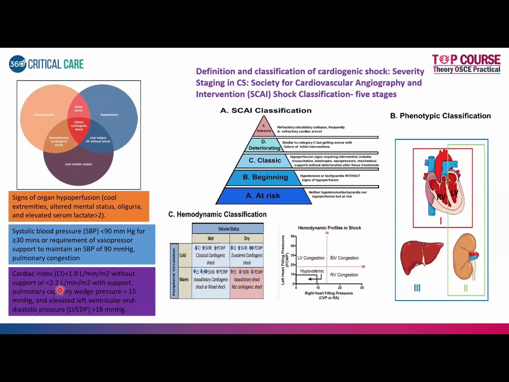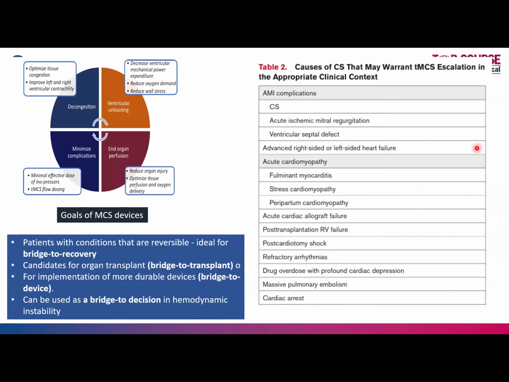minute with support. Then it is divided into three classifications, the first being the SCAI classification, beginning with at risk, beginning, classic, deteriorating, and extremis. Then we have the hemodynamic profile, which is the LV congestion, biventricular congestion, then we have the hypovolemic and the RV congestion, and the phenotypic classification involving biventricular failure, involving the liver, or involving the kidneys. So these stages of classification, the SCAI, the hemodynamic, and the phenotypic classification, everyone has to know.